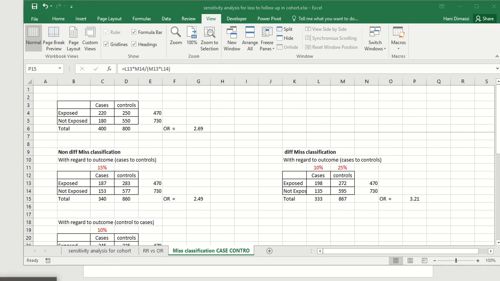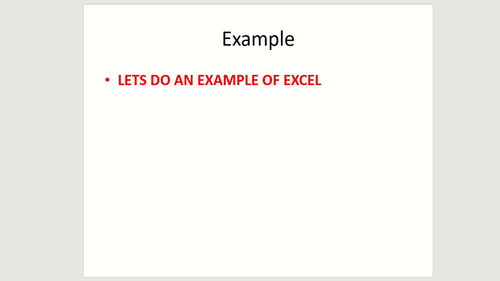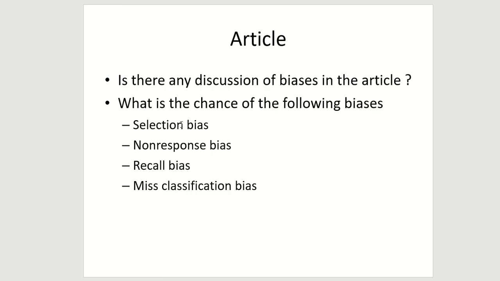Alright, so let's go back to the lecture. We talked about misclassification. Let's see what happens in the article. Is there any discussion of biases in the article? And what is the chance of the following biases: selection, non-response, recall, and misclassification? And let's see what they talk about in the article.